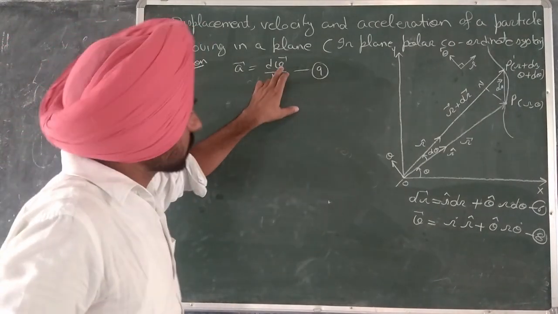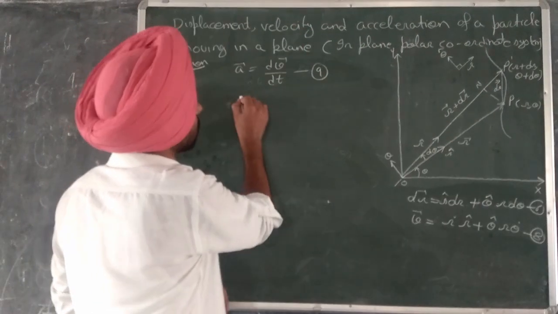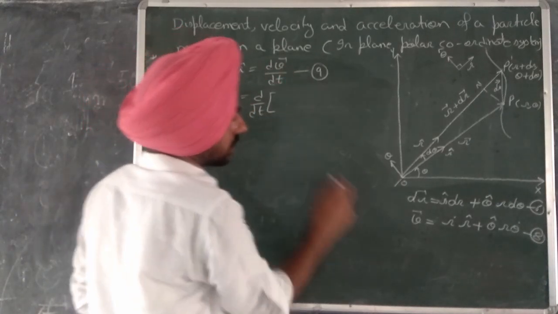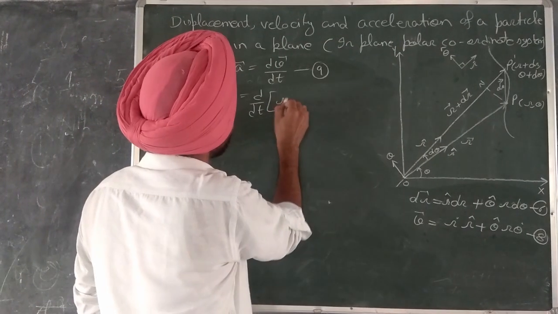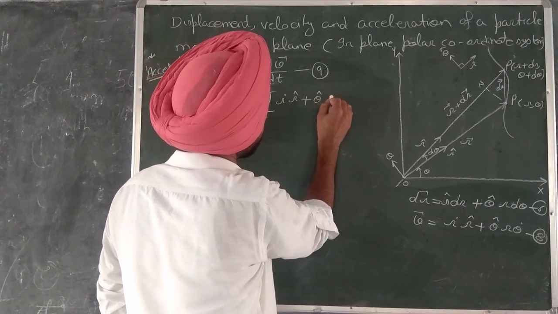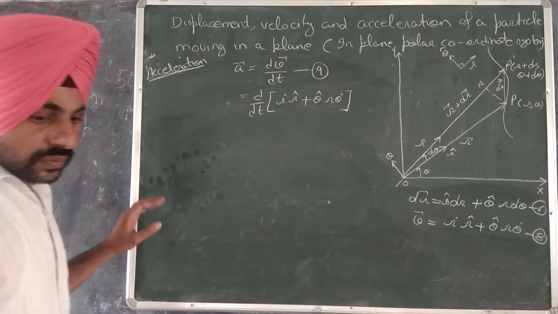So what is velocity v? It is r dot r cap plus r cap r theta dot, d by dt. We will substitute the value of velocity vector v from equation 8: r dot r cap plus theta cap r theta dot.